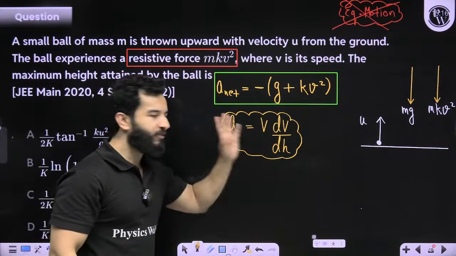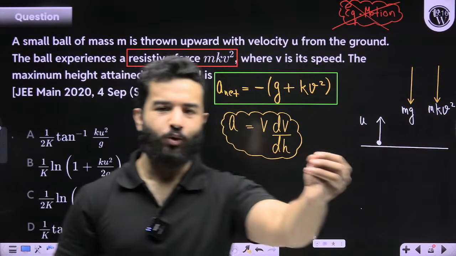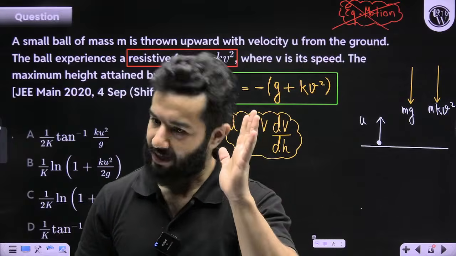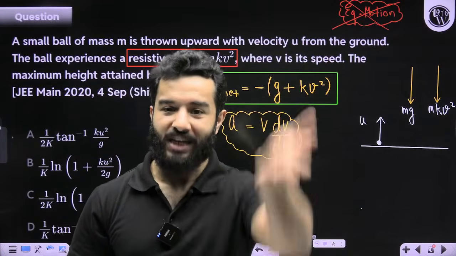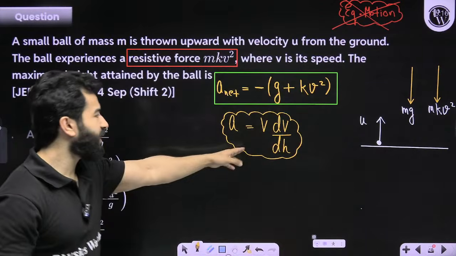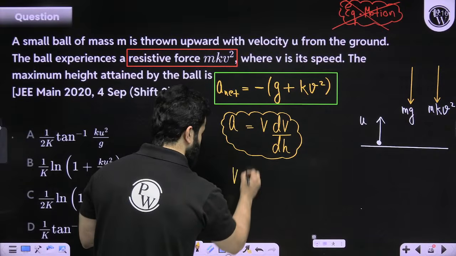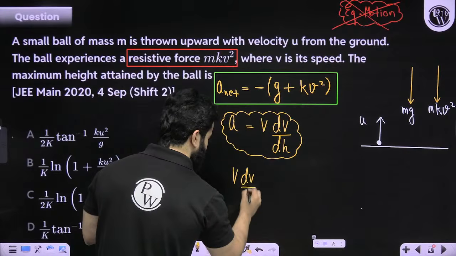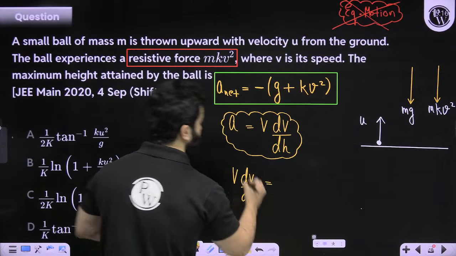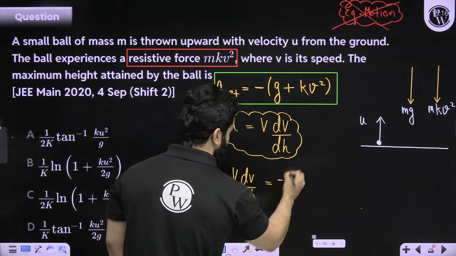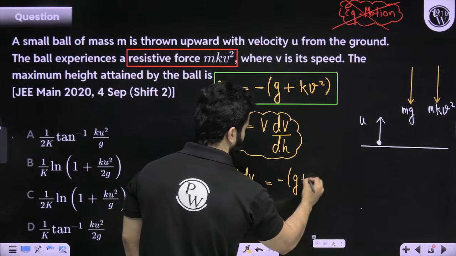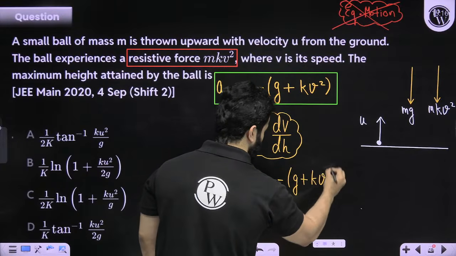This is a very, very important formula: a equals v dv by dh. Usually you write it as v dv by dx. Right now I am not talking about x, I am talking about h. That's why I have written v dv by dh. Now v dv by dh is equal to negative times g plus k into v square.